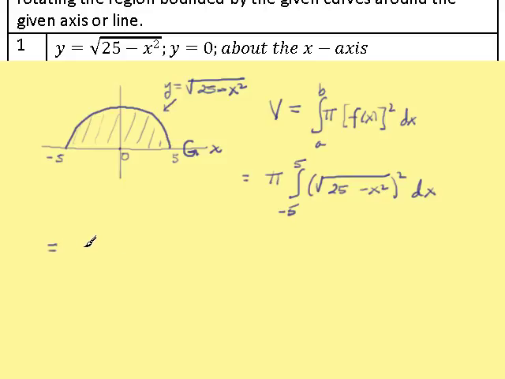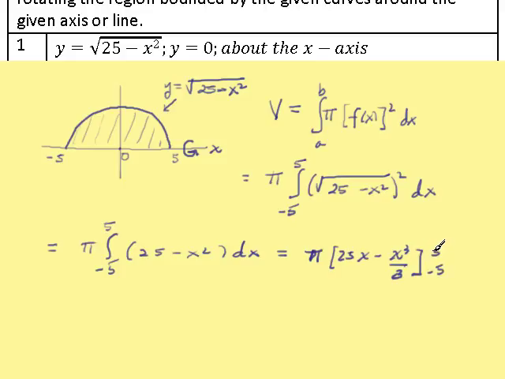Okay, so this is equal to pi, the integral from minus 5 to 5 of 25 minus x squared dx, after squaring that square root. So now we'll integrate using the power rule. Let me not forget this pi on the outside, and then we have 25x minus x cubed over 3. And we're going to evaluate this from minus 5 to 5.